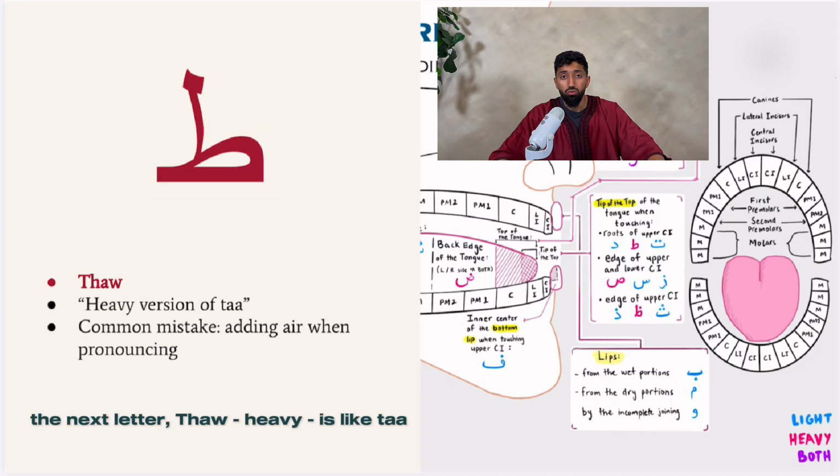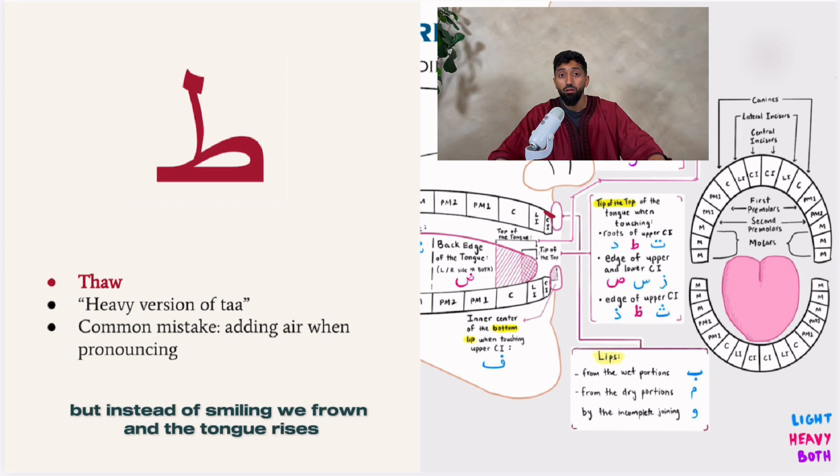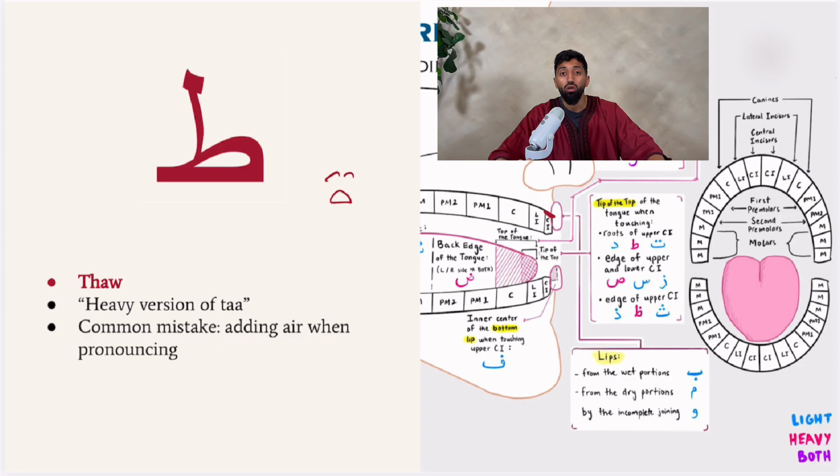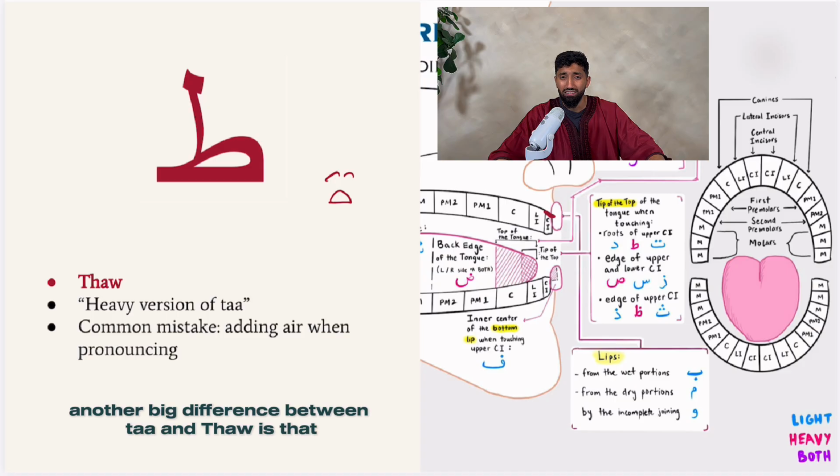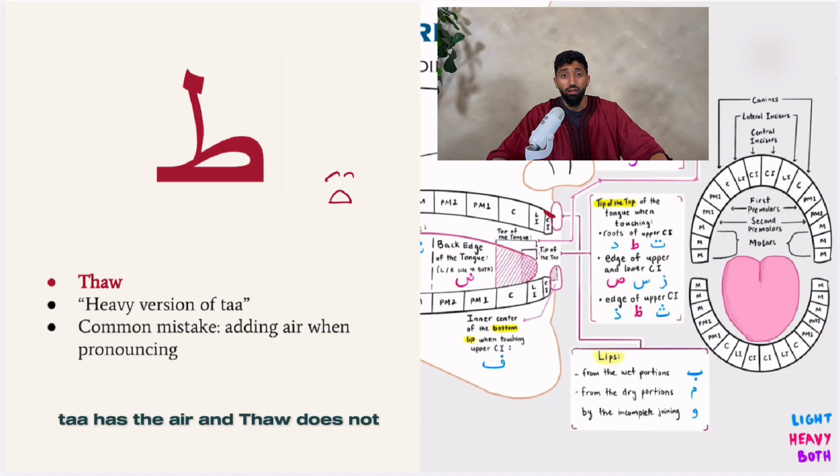The next letter, ta, heavy, is like ta, but the heavy version of it. So it comes from the same exact spot, but instead of smiling, we frown, and the tongue rises. Ta. Another big difference between ta and ta is that ta has the air and ta does not. Ta has a characteristic of jahr, which means that the breath doesn't flow.